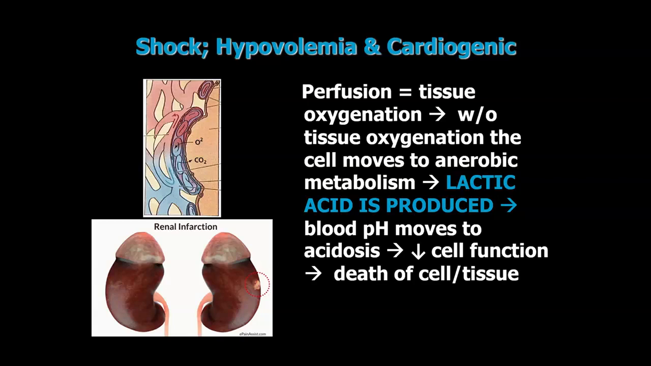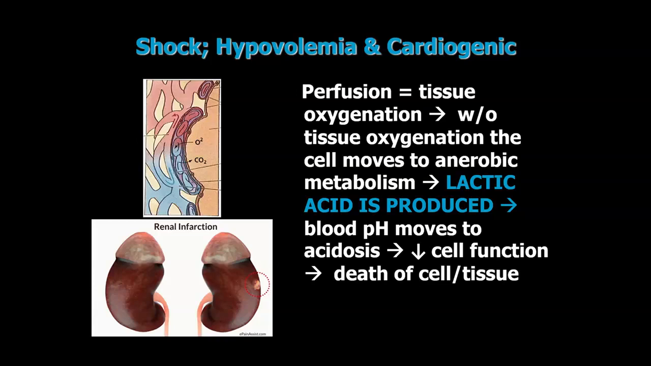If the cells do not have oxygen, then the cell will do anaerobic metabolism. And a result or a consequence of anaerobic metabolism is that a lot of lactic acid is produced. And if a lot of lactic acid is produced, then that will drive the pH down. And the pH being acidotic can further decrease the cell's ability to function, and you're going to ultimately have death of the cell or death of the tissue.